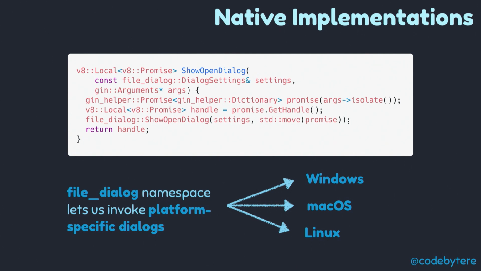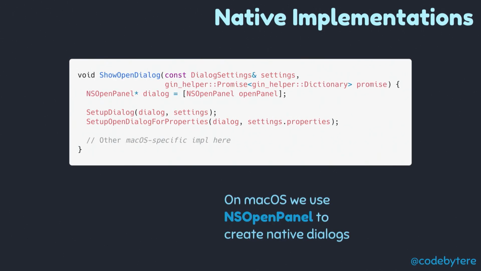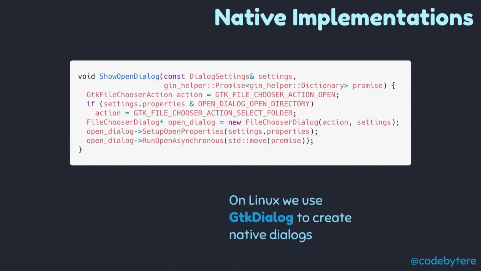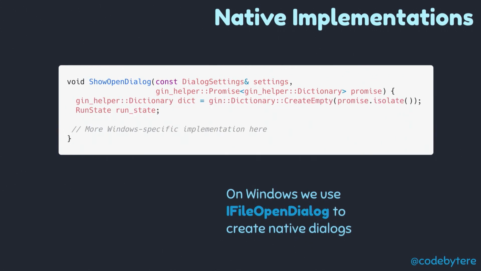I'll avoid delving too deeply into the platform-specific implementations, as they're a bit out of scope for our dependency focus here, but we can go over them pretty quickly. On Mac OS, we're going to want to use Apple's native NSOpenPanel APIs to create native dialogues, whereas on Linux, we're going to want to use GTK dialogues, and then finally on Windows, we're going to use IFileOpenDialog APIs.